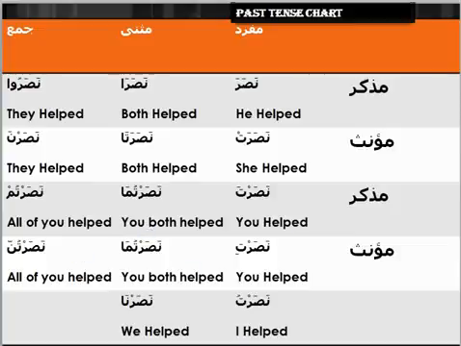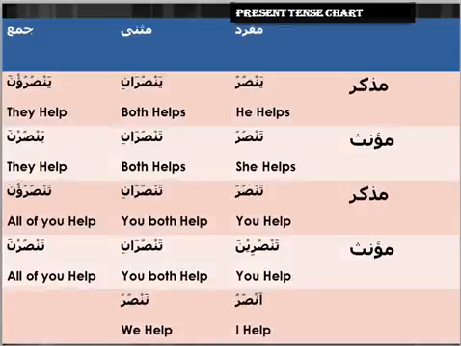Okay, for the past, of course, Fe'l madi. Oh, so quick! Another chart. Fe'l mudar shows up. Yansuru, yansurani, yansuruna. Tansuru, tansurani, yansurna. Tansuru, tansurani, tansurna, tansuruna. Tansurina, tansurani, tansurna. Ana ansuru, nahnu nansuru.